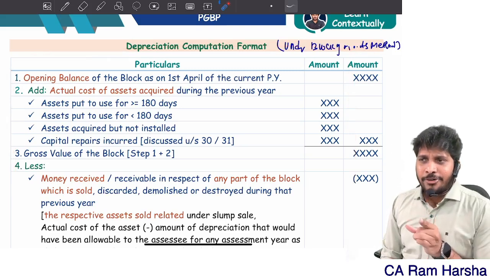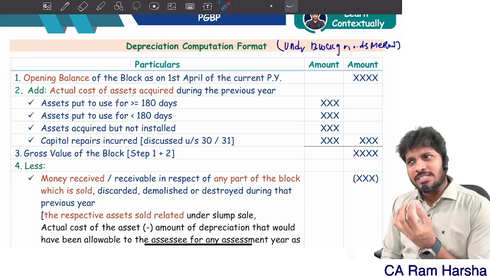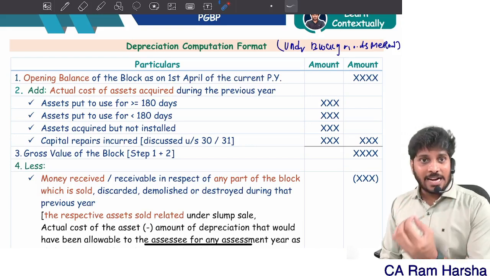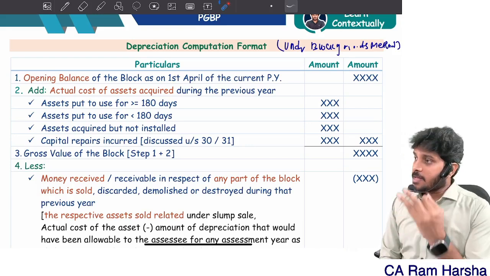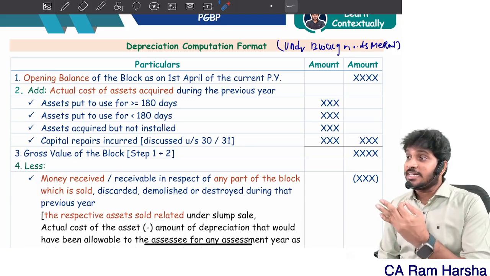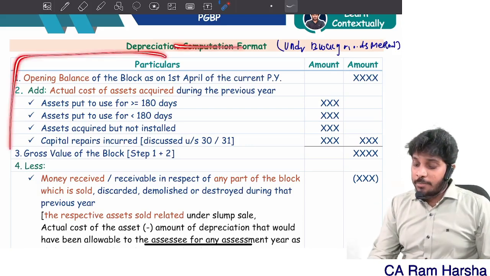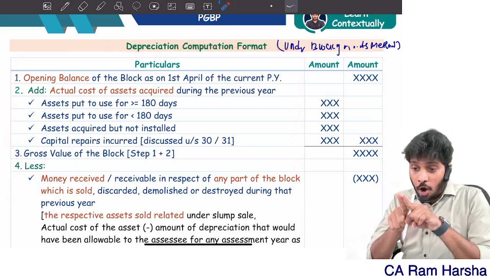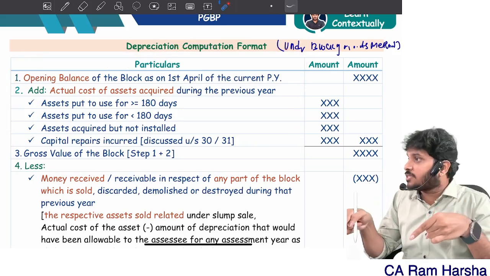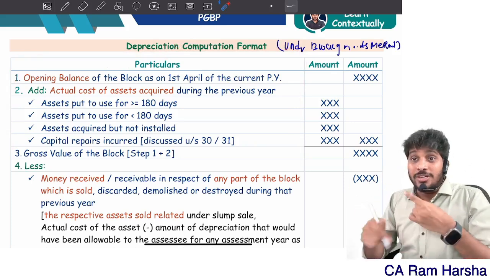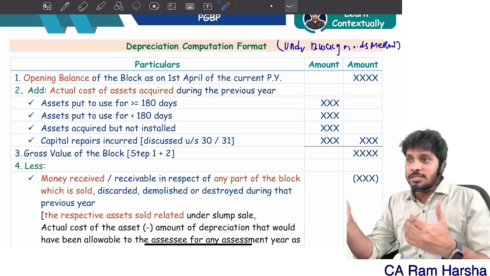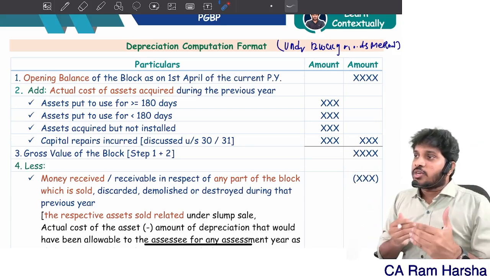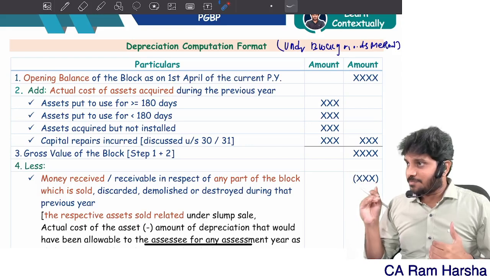Will it be done for all assets together, or blockwise? Exactly, blockwise we should do this. This depreciation computation is generally done blockwise. This format should be applied for as many blocks as there are. You should calculate depreciation blockwise. Suppose I have 5 blocks, I should calculate depreciation 5 times.